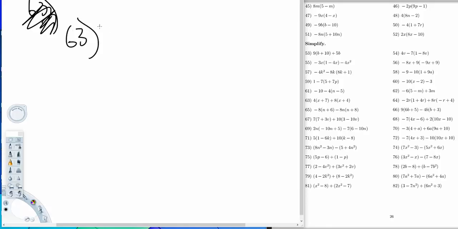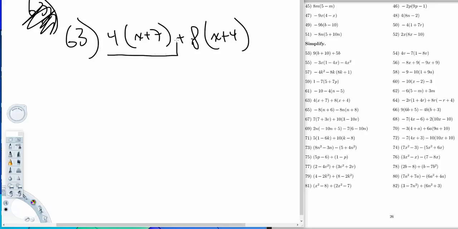63 now. 63, we have 4 multiplied by x plus 7, plus 8 multiplied by x plus 4. All right. Now what they're doing here is they're trying to mess with us. They're trying to mess with you, actually, not me. We have to look at it differently. Let's take a look at it like this.